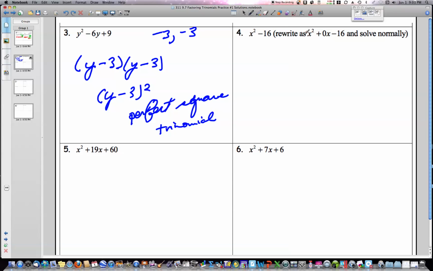And we'll move along to number 4 now. This one is a little unusual. It is quadratic because of the x squared, but there is no middle term. So what we could do is put a placeholder in, plus 0x, and then solve using the methods that we've used already.